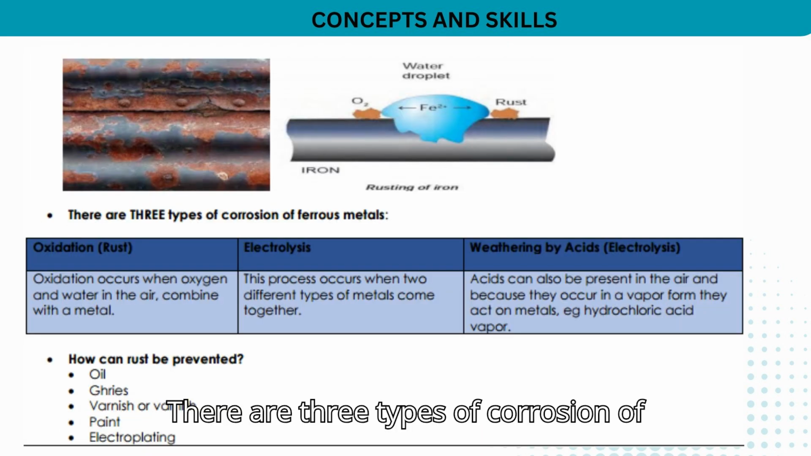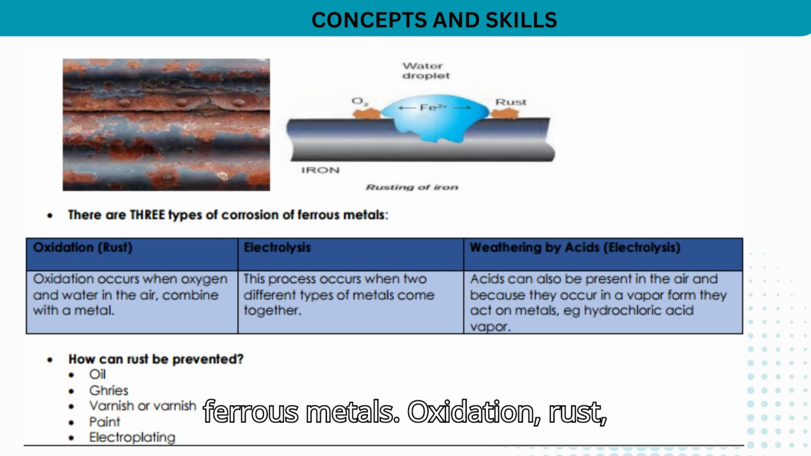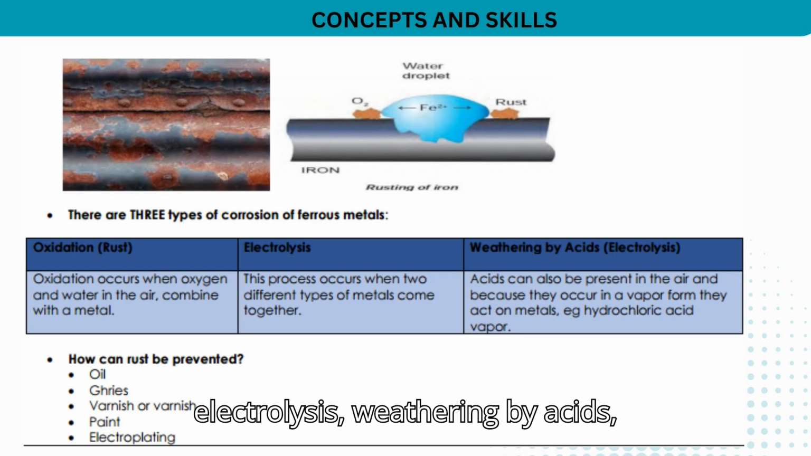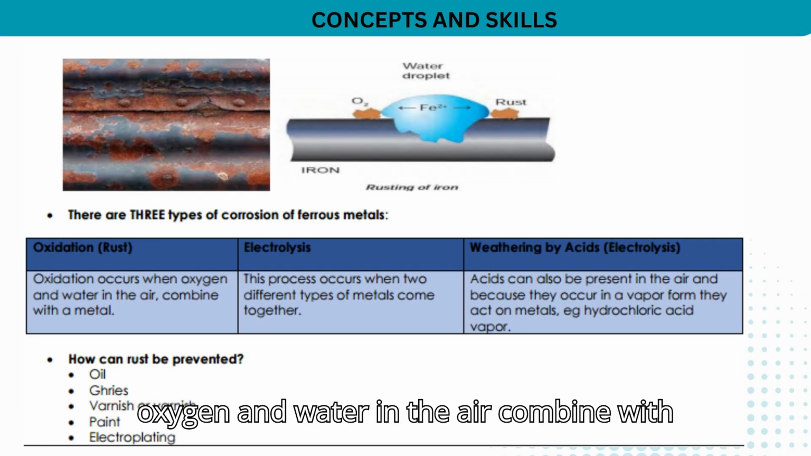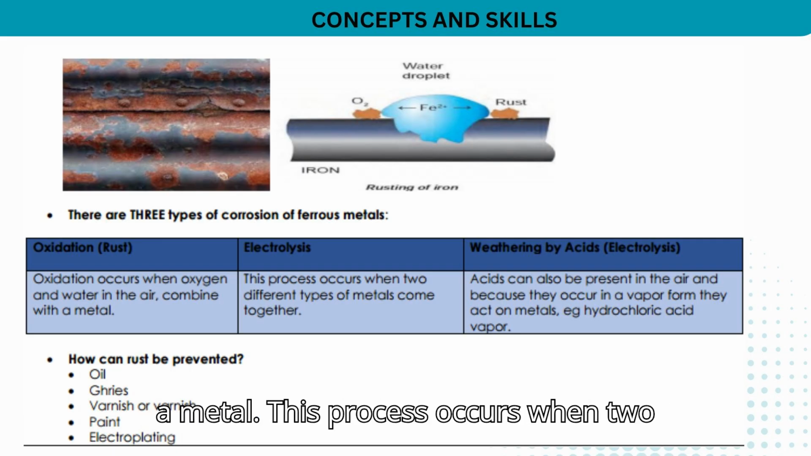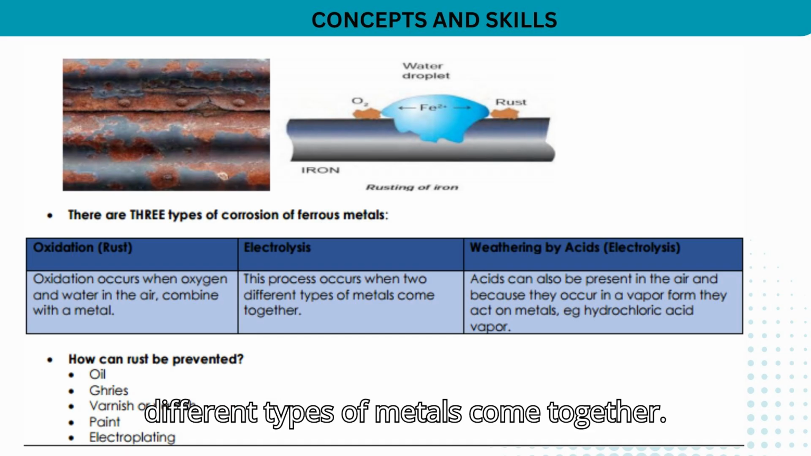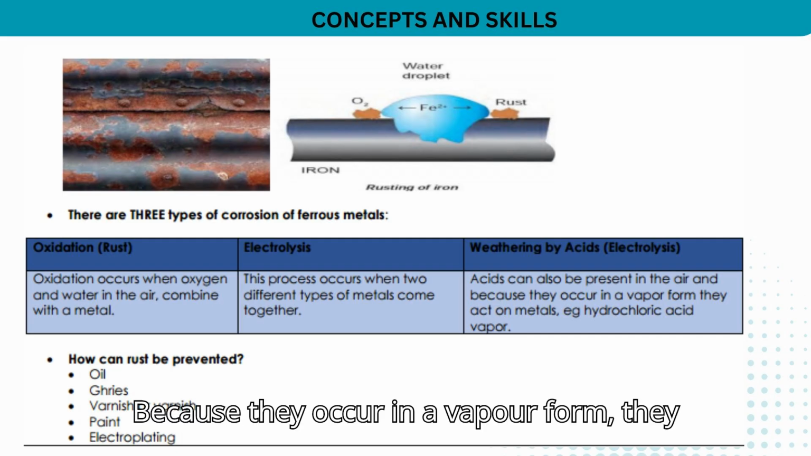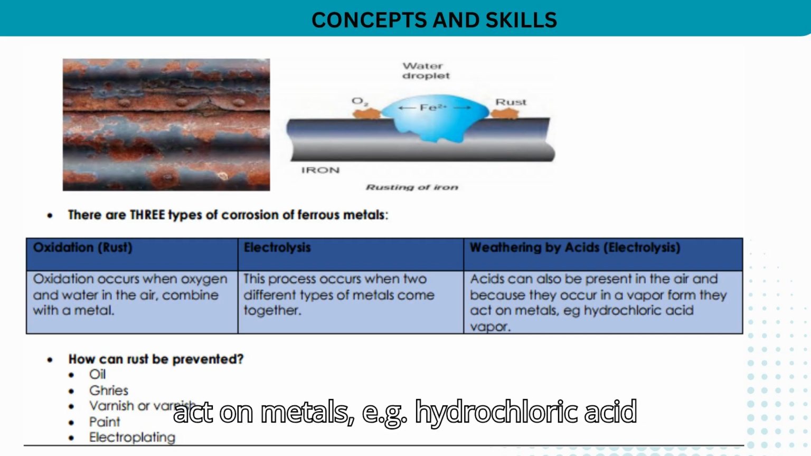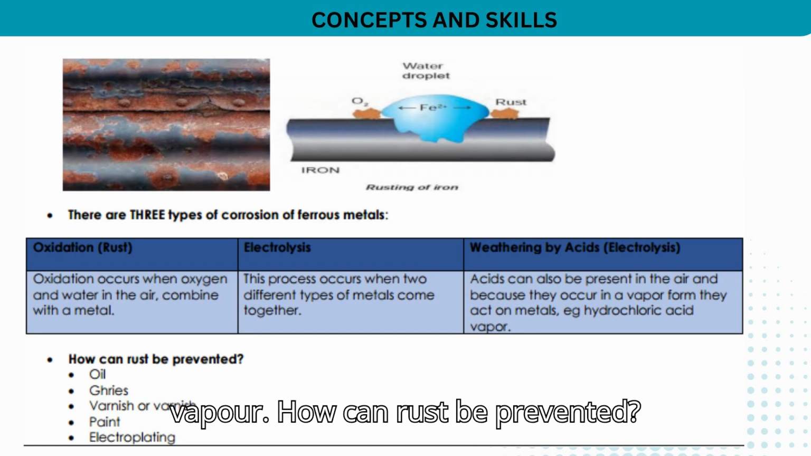There are three types of corrosion of ferrous metals: oxidation (rust), electrolysis, and weathering by acids. Oxidation occurs when oxygen and water in the air combine with a metal. Electrolysis occurs when two different types of metals come together. Acids can also be present in the air, and because they occur in a vapor form they act on metals, e.g. hydrochloric acid vapor. How can rust be prevented?